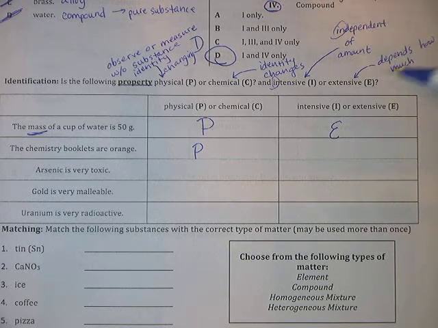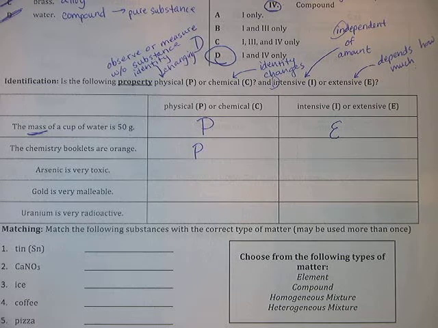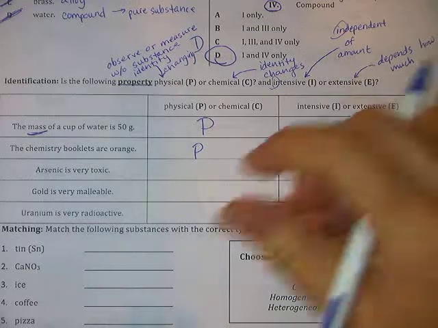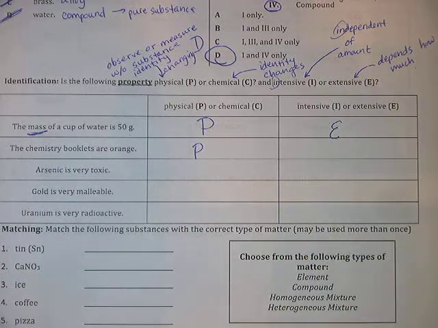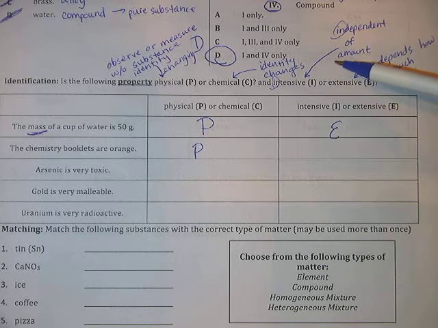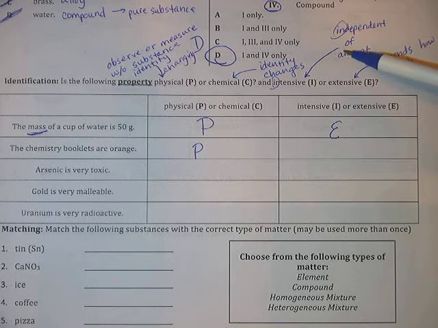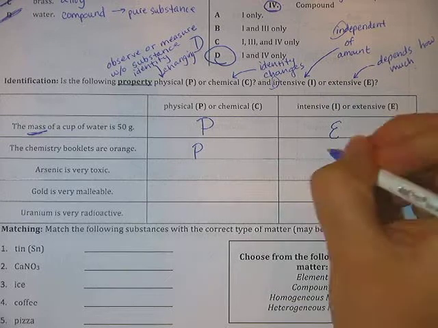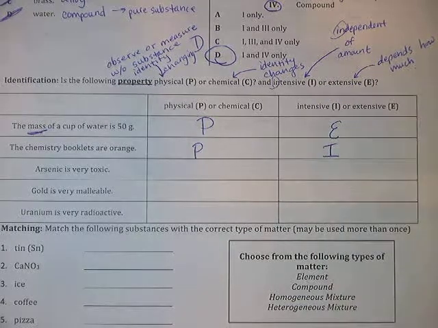And then for intensive or extensive, doesn't matter how much book I have. If I have the entire cover versus if I just tear off a tiny piece of the cover, does it stop being orange, or does it change the fact that it's orange? And the answer is no. The orangeness is independent of how much of the book I have or how much of the cover I have. It doesn't matter how much of the cover I have, it's still going to be orange. That makes this an independent property.